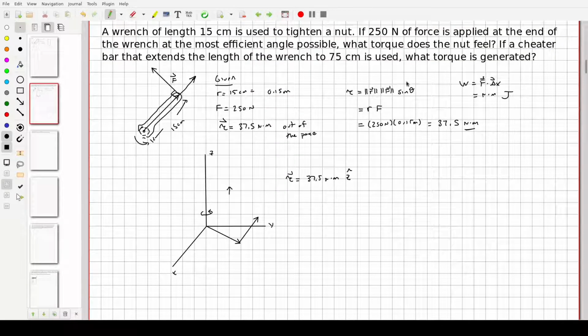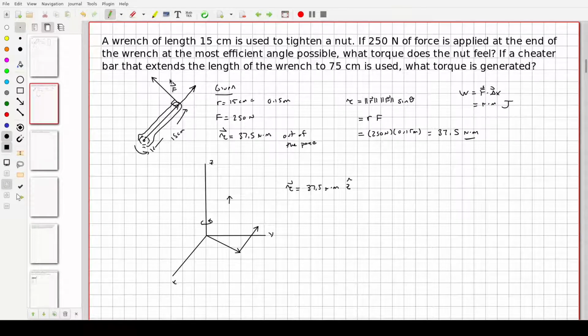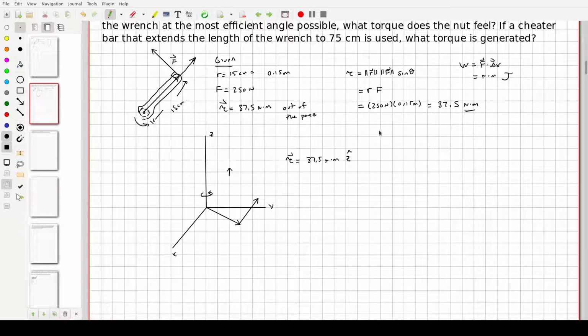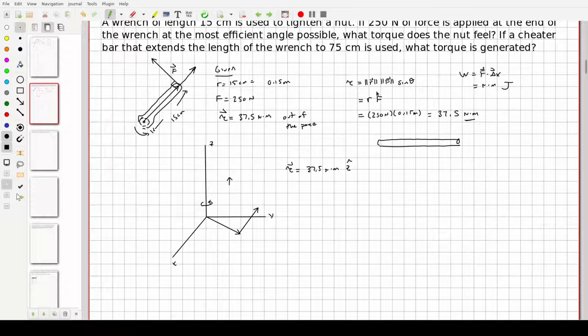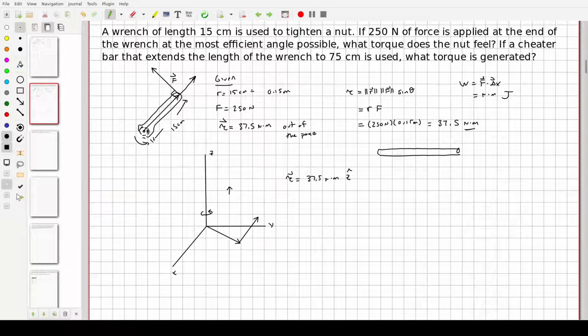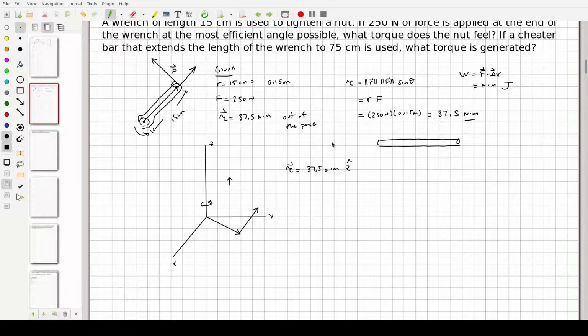Okay. Now, the next part says we're going to use a cheater bar that extends the length of the wrench to 75 centimeters. Now, cheater bars are really just hollow tubes. And what hollow tubes do is give you a way to push further out. That allows you to generate more torque, but you have to be careful if you're wrenching on something, because if you generate too much torque, you can actually shear the bolt and cause it to break, or you can break your wrench. Okay? So cheater bars are necessary, unfortunately, but they have a tendency to break wrenches if you're not careful.